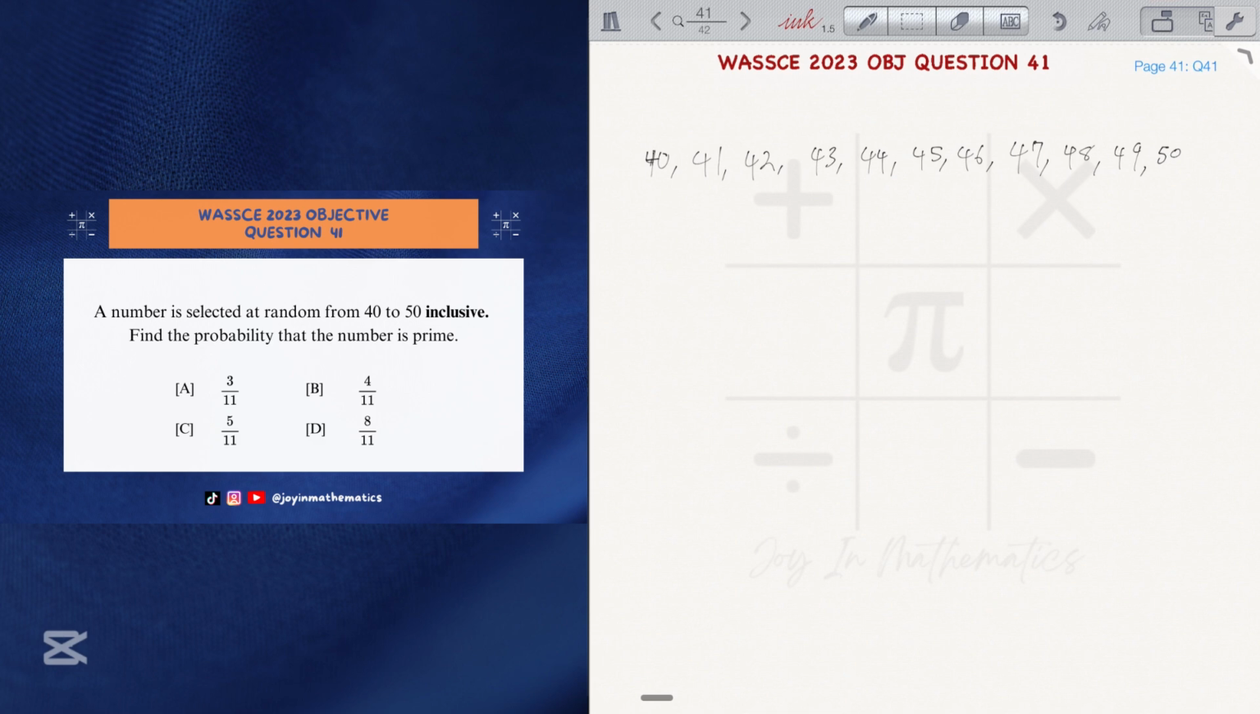41 is a prime number. 42 is not a prime number. 43 is a prime number. It's only divisible by itself and 1. 44 can be divided by 2. 45 can be divided by 5. 46 can be divided by 2. 47 cannot be divided by anything except itself and 1. 48 can be divided by 2. 49 can be divided by 7. And likewise 50 can be divided by 2. So in this we just have 3 prime numbers.